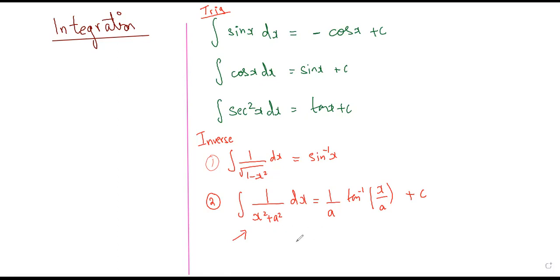The only thing which you need to understand is that, at times, students just mix this up. The integration of sine is minus cos and the integration of cos is positive sine. Just be careful with the signs. For secant square x, you have tan x.